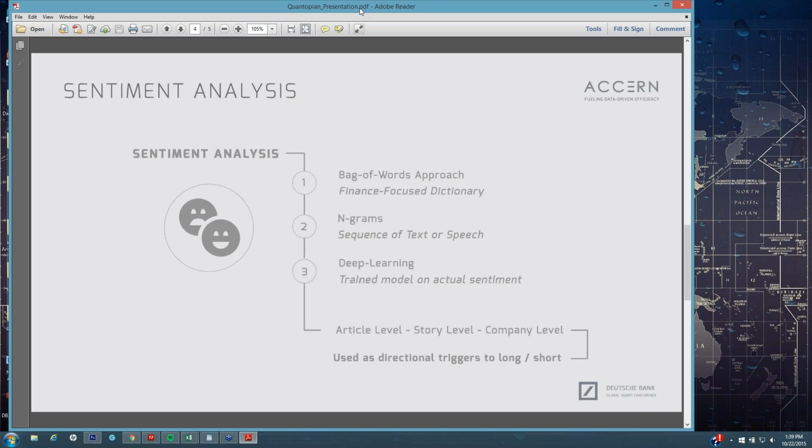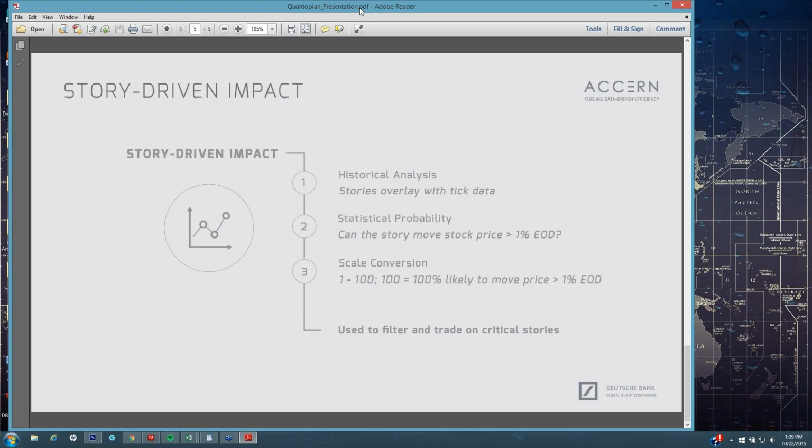Aside from the sentiment, we have impact score. Impact score lets you know if an article is going to have a more than 1% impact on the stock price at the end of the trading day. What we do is look back in history and overlay the events data with the stock price data. So let's say Apple got into a lawsuit. Whenever Apple gets into a lawsuit, did this event affect the Apple stock price by more than 1% at the end of the trading day?